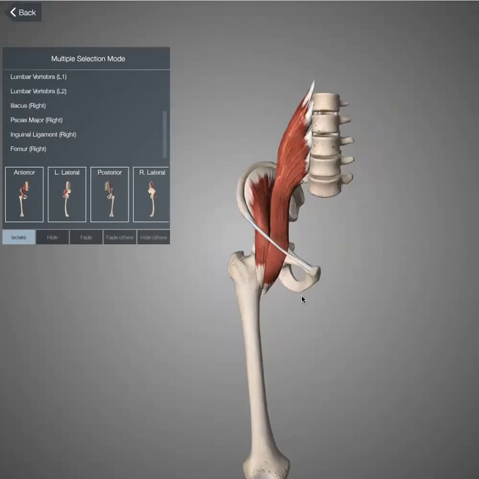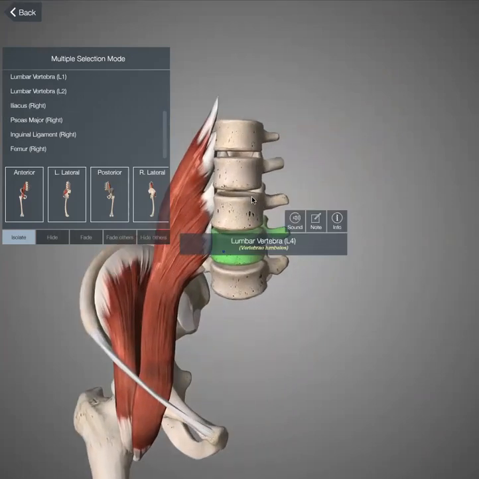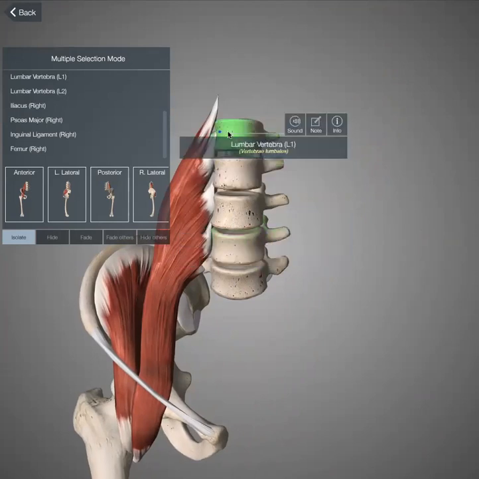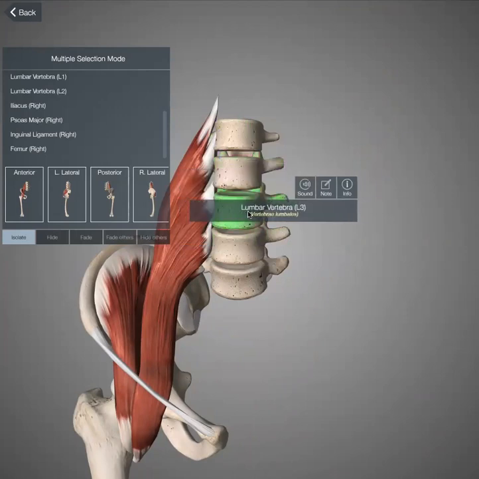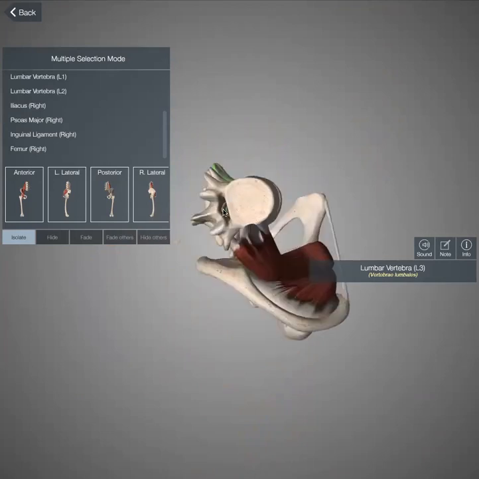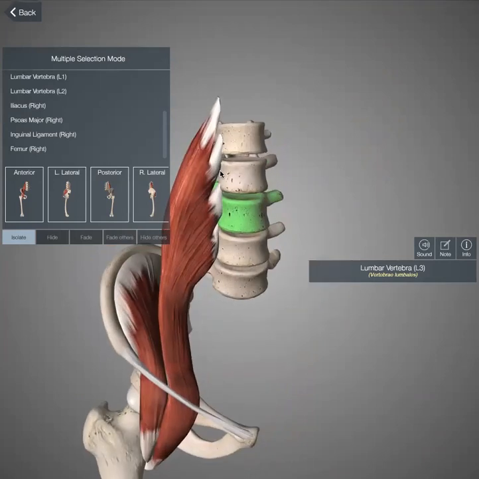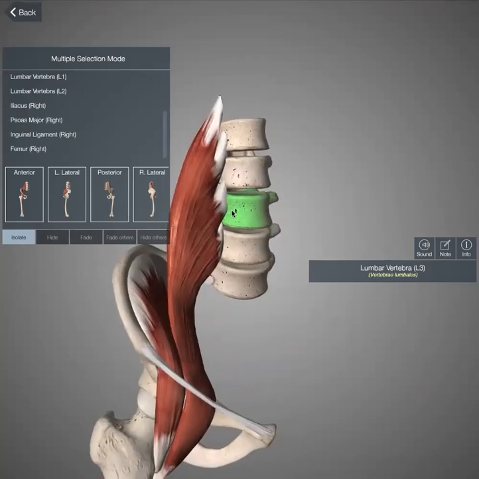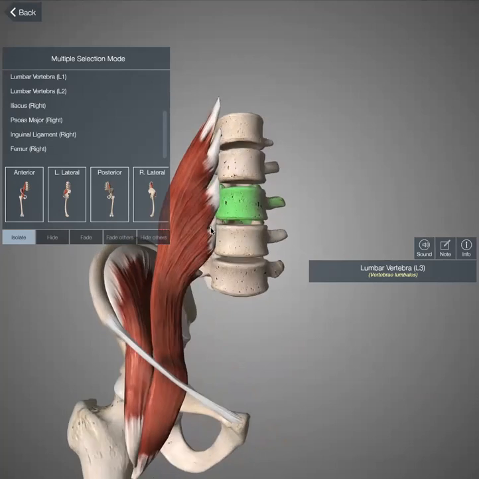What are they innervated by? They're innervated by something called the anterior rami of L1 to L3. Remember, this is L1, L2, L3. You know that the spinal cord runs through this hole right here, and so it will give off rami at those regions, and it will help innervate those two muscles.